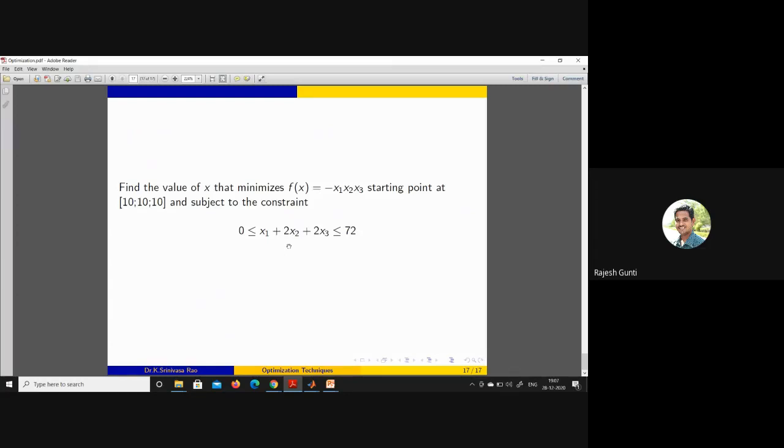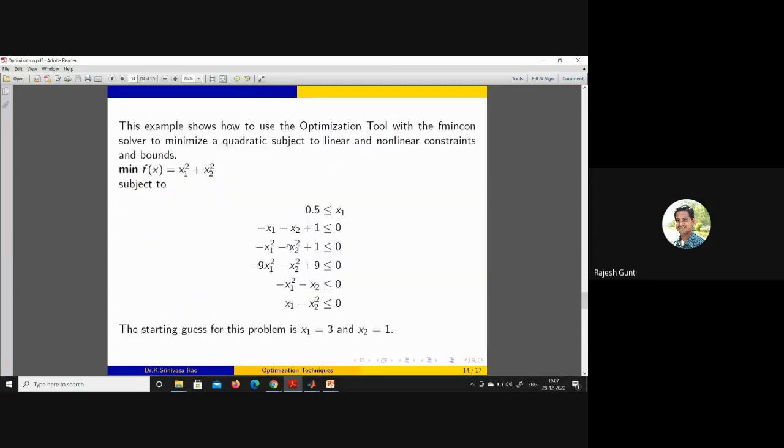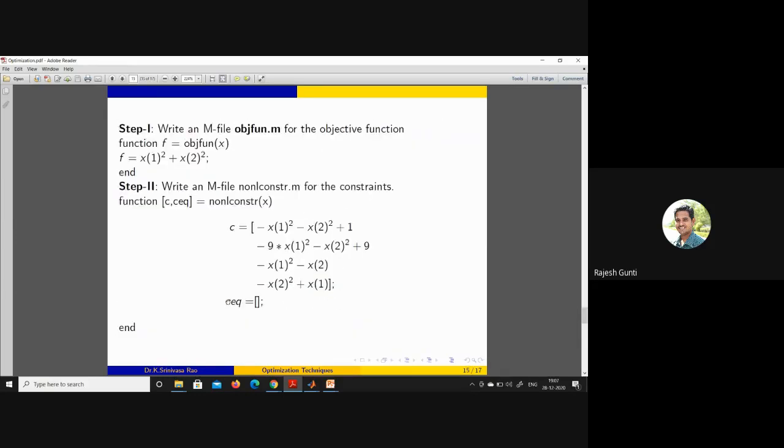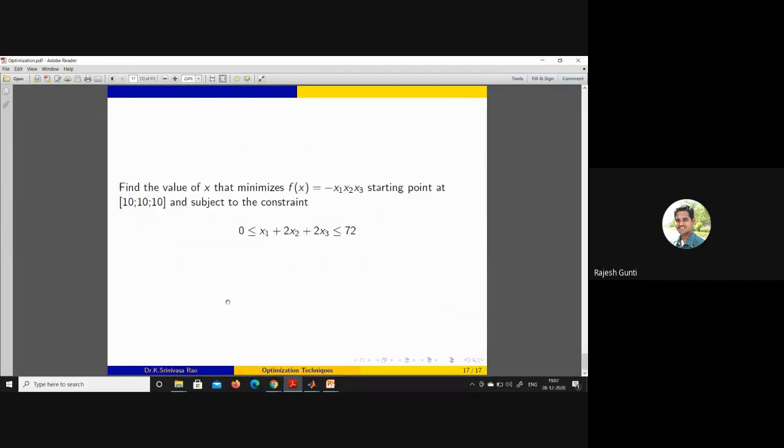This is the standard form. There is no non-linear inequality and no non-linear equality. Only Ax less than or equal to b is there. There is no linear equality. Lower bounds or upper bounds are not there. Now we have to enter this equation.